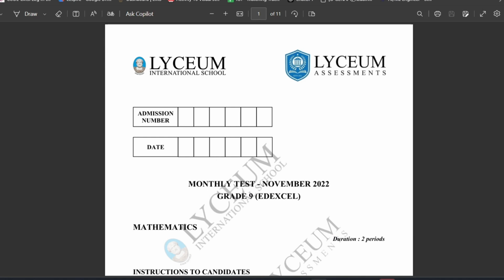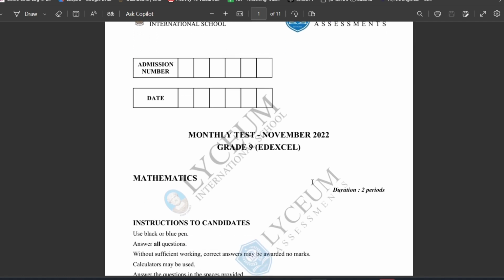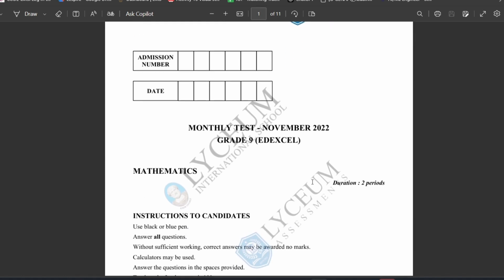Hello friends, today we are going to discuss this grade 9 monthly test paper, the 2022 November monthly test paper.